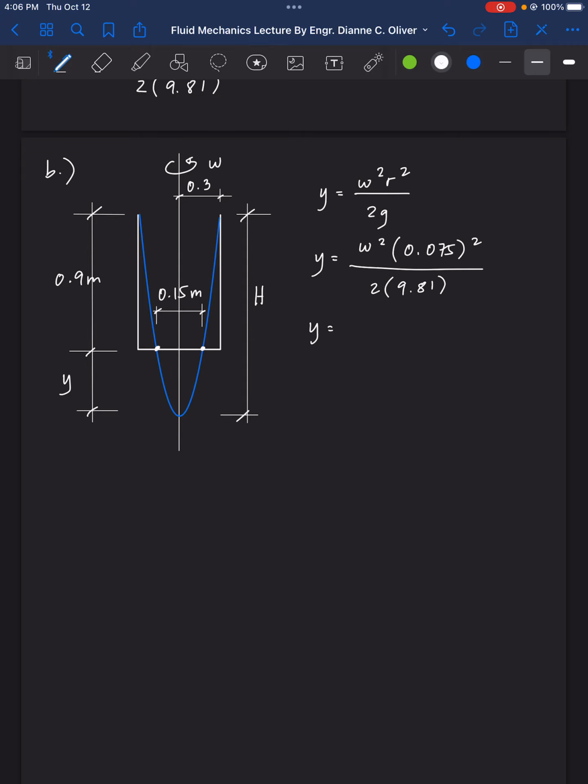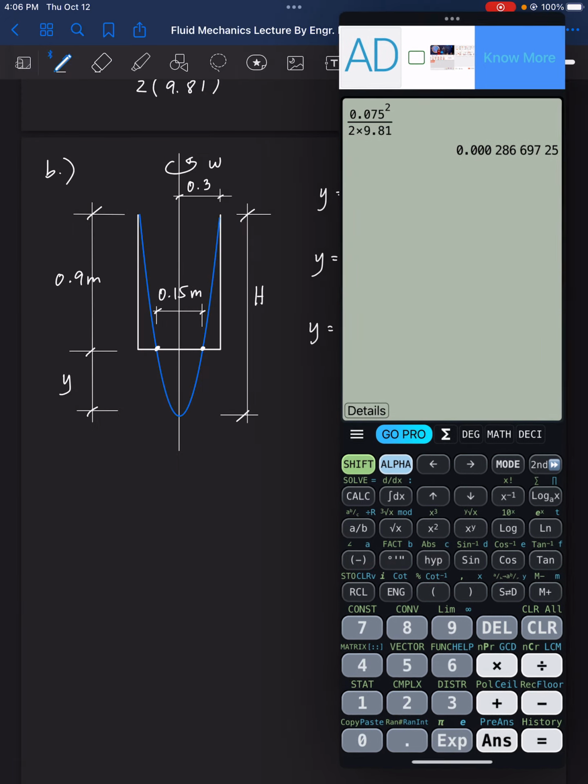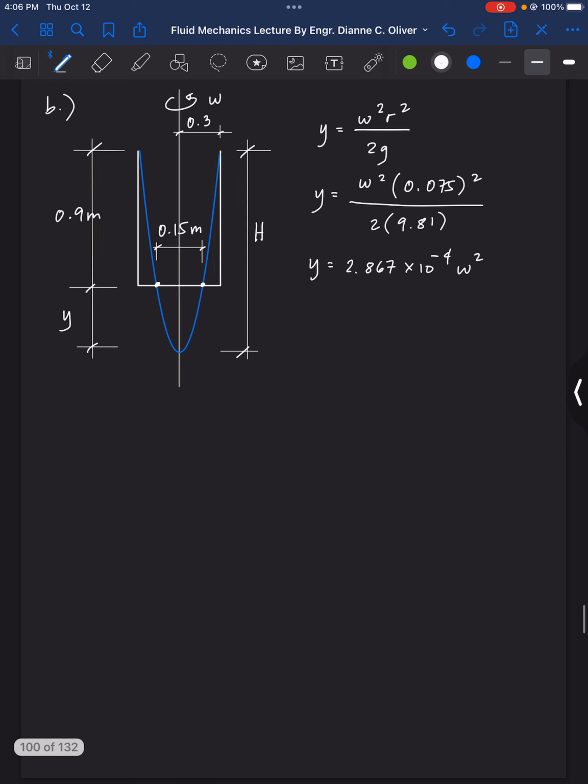So y is equal to 0.075 squared over 2 times 9.81. So that is 2.867 times 10 raised to the negative 4 omega squared. We can use this equation for this. Total height for the paraboloid is equal to 0.9 plus y.